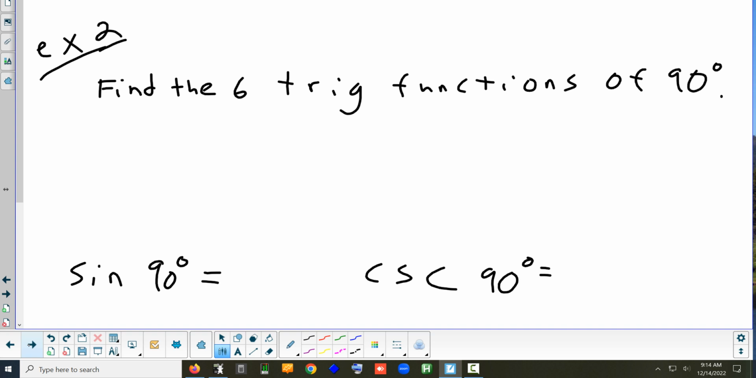All right, let's look at this one. Find the 6 trig functions of 90 degrees. What's different about this one?